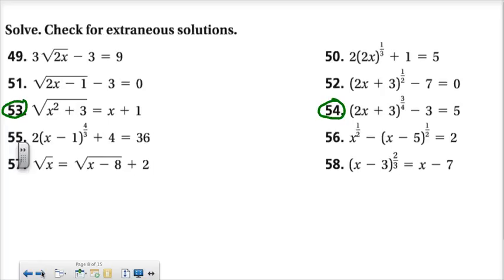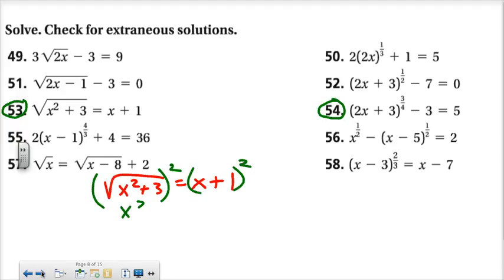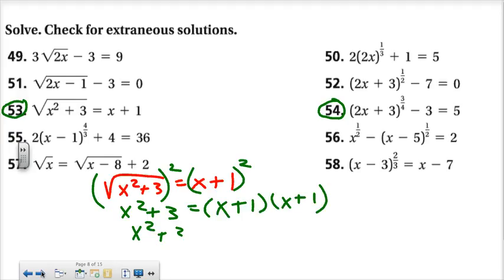Number 53 has the square root of x squared plus 3 equals x plus 1. And the radical is already isolated, so I'm going to go ahead and square both sides. And I get x squared plus 3, and on the other side I have an x plus 1 and an x plus 1. So x squared plus 3 equals x squared plus 2x plus 1.